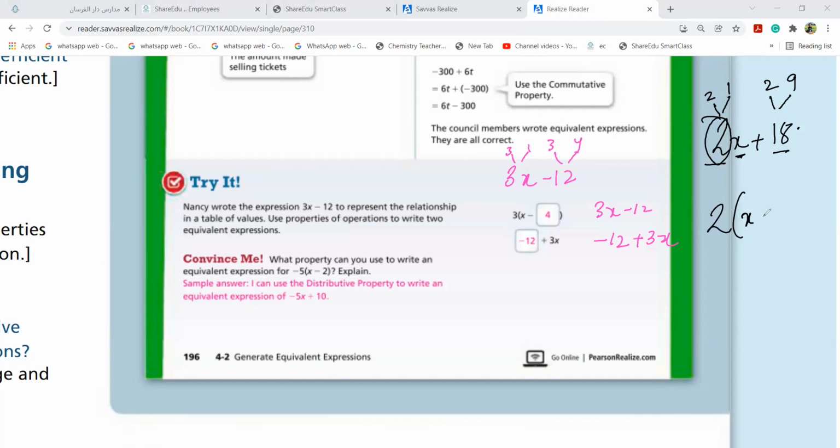x. And here, what is left? From 18, I took 2. So what is left? 2 times 9, so 9 is left. You cannot write 18 here, Malak, because if they ask you to put the value of x, then you will solve. Understood, girls, or no?